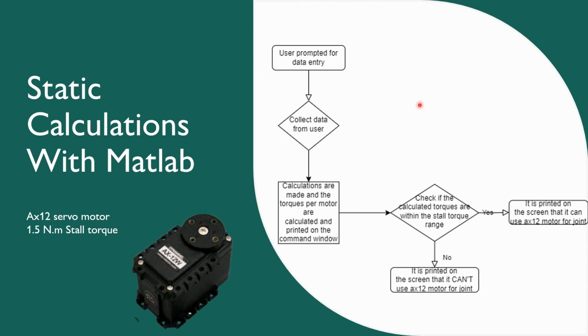The flowchart explains how the code works. User input collects data from the user, calculations are made by MATLAB, and in the last part it checks the suitability of the AX12 motor for the robot. The AX12 servo motor is generally used in this type of project. It has 1.5 Nm of torque.